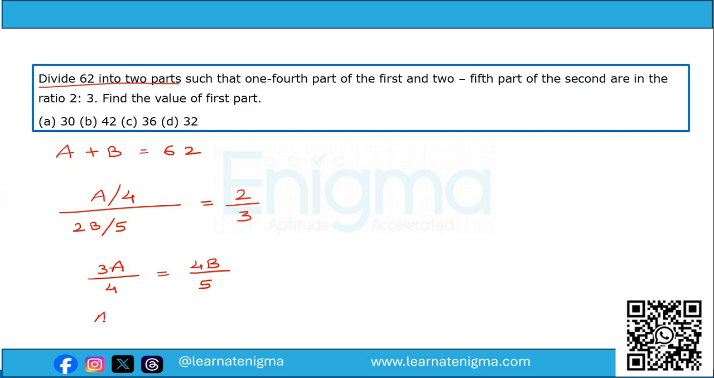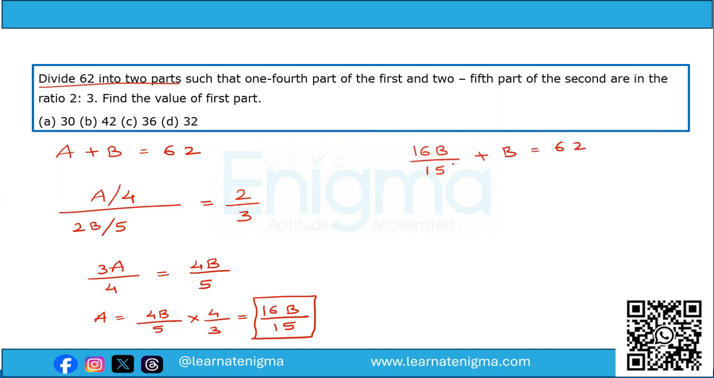Now, we can say that A is equal to 4B upon 5 multiplied by 4/3. That is 16B upon 15. Now, if we substitute this value of A in the first equation, we will have 16B upon 15 plus B is equal to 62. So therefore, if we add this, it becomes 16B plus 15B upon 15, that is 31B upon 15 is equal to 62.